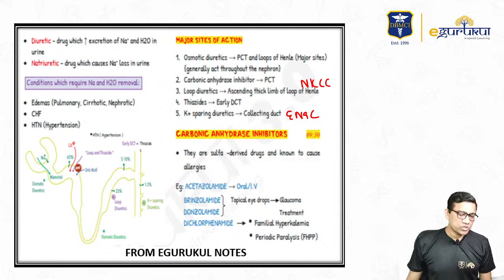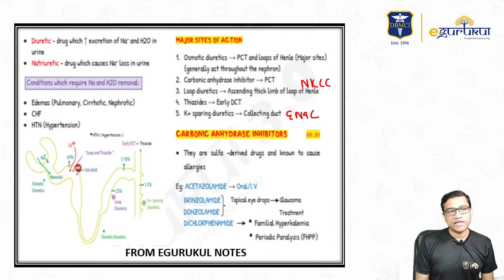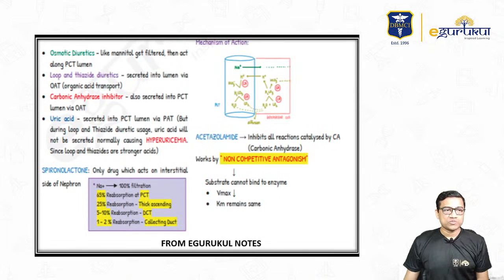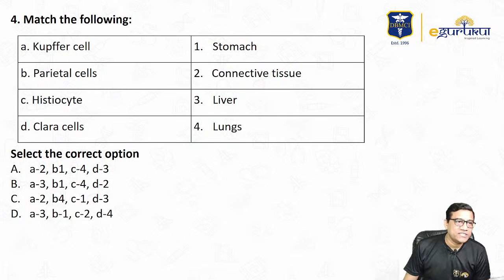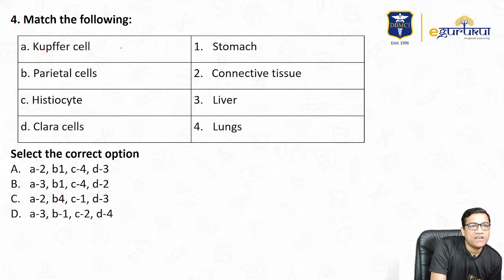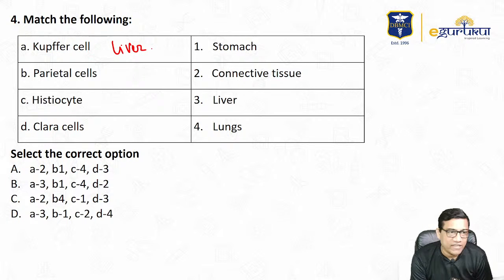Matching question, na? So you can match the question if you know the concept clearly. This is osmotic diuresis. Everything is covered there. Now match the following. It's an easy question. Kupffer cells are in the liver.